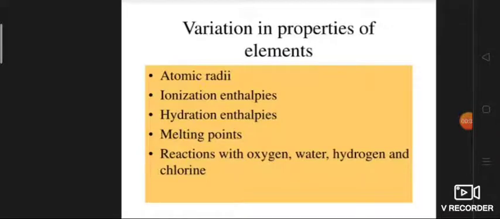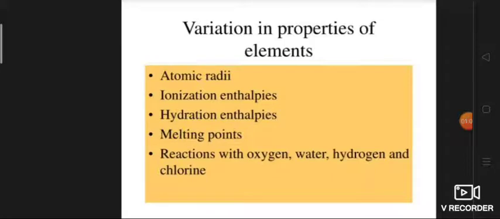That's the electronic configuration. Lithium has the helium electronic configuration with 2s1, sodium has the neon electronic configuration with 3s1, potassium has the argon electronic configuration with 4s1, rubidium has the krypton electronic configuration with 5s1, cesium has the xenon configuration with 6s1, and francium has the radon configuration with 7s1.